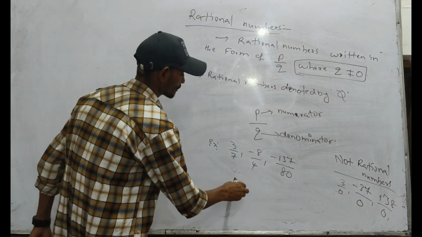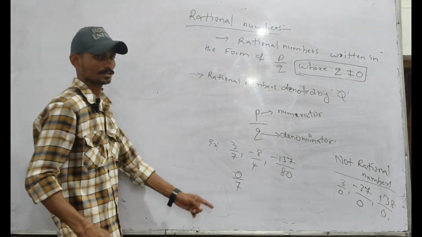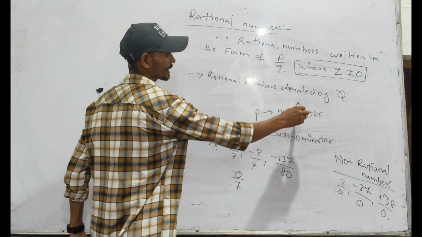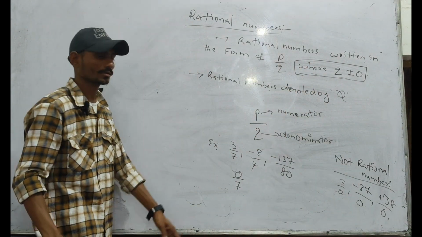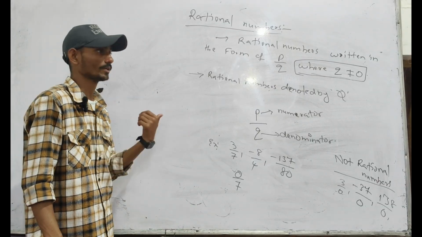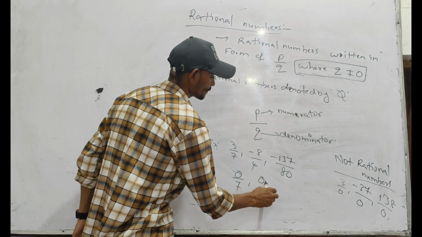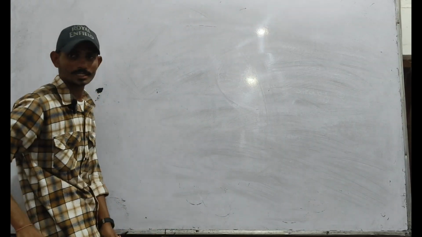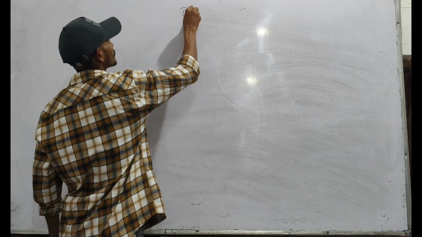But this one is a rational number. Yes, 0 by 7 is a rational number, because the only condition is Q does not equal 0; the condition that P does not equal 0 is not given. That's why this is also a rational number. Okay. Next number is irrational number.